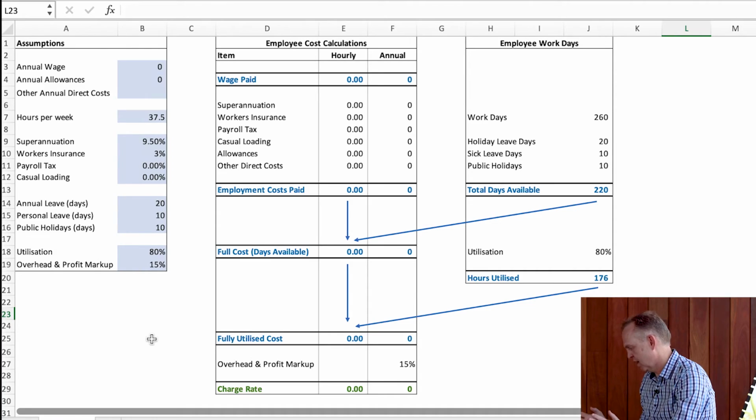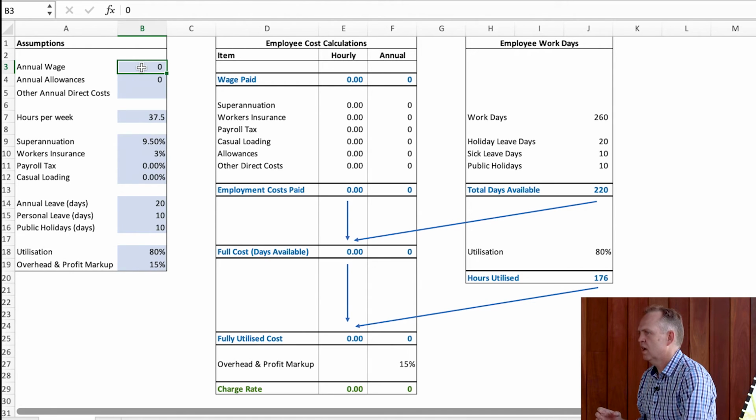Here's a template that we've built. Now there's a lot of numbers in here, but don't worry, we'll go through it step by step and I'll talk you through what this all means and how it all fits together. So basically start here on the left with the assumptions in terms of, how much are you paying your employee? I like to talk in annual figures rather than in hourly dollars, but what's your annual equivalent?